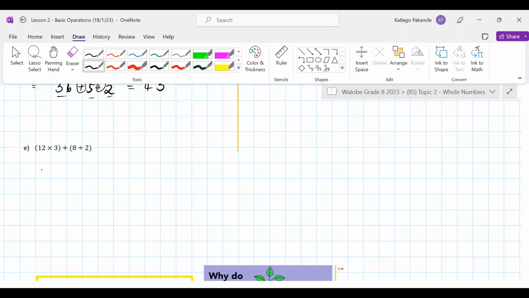Division. What is the first letter for BODMAS? B. Which stands for? Brackets. We have 2 brackets here. You see that? Yes. So let's start with our brackets then. What's 12 times 3? 36. 36 plus. You leave that plus alone. What's 8 divided by 2? 4. So then what's our final answer?